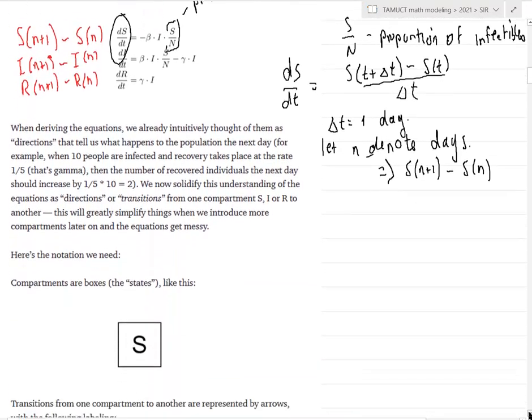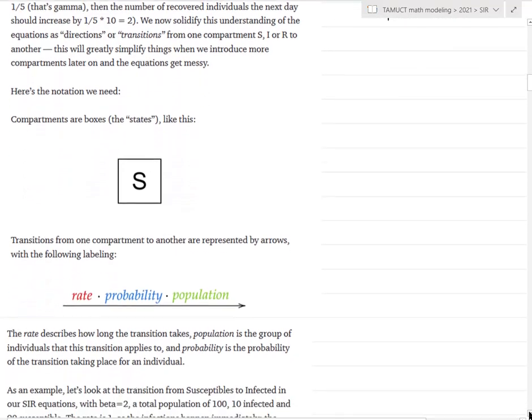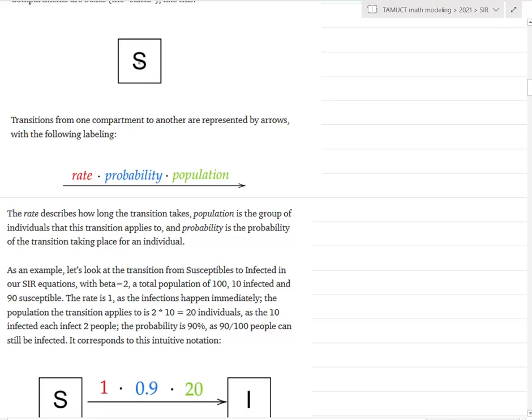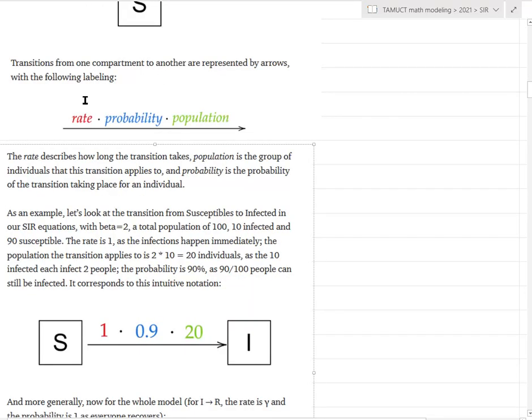And now he's going to motivate the representation. The symbol S represents the population of susceptibles. So here we have rate times probability times population. Now, the way he interprets these quantities, you need to read the paragraph and see how he's interpreting this. I think the best way is to look at this example. If we look at the transition from susceptible to infected with beta equals 2. Now remember what beta means. Beta actually means the number of potentially infectious contacts per infected person.